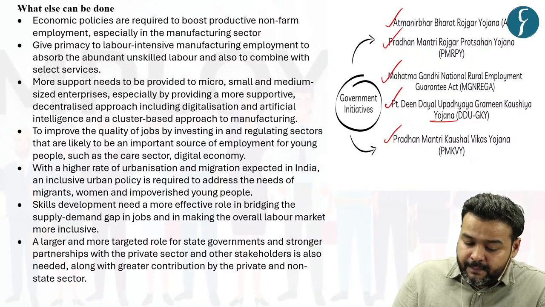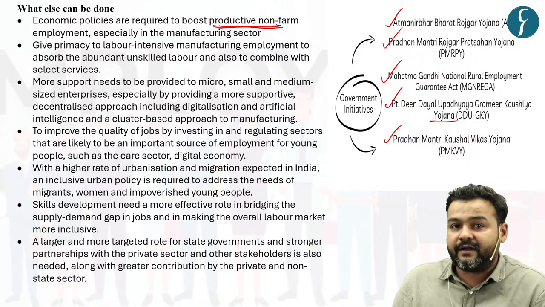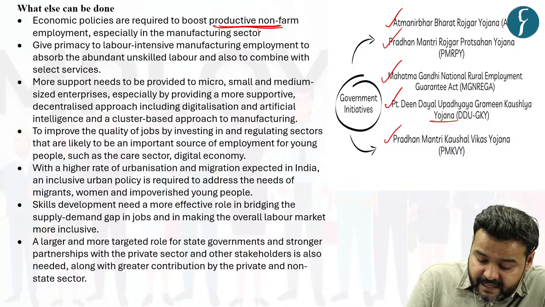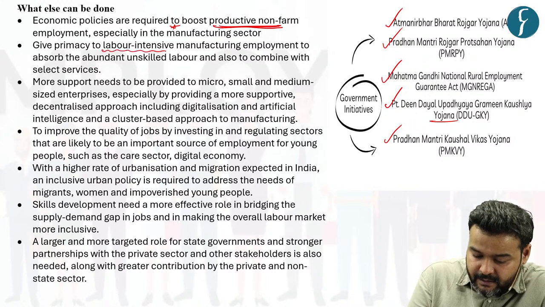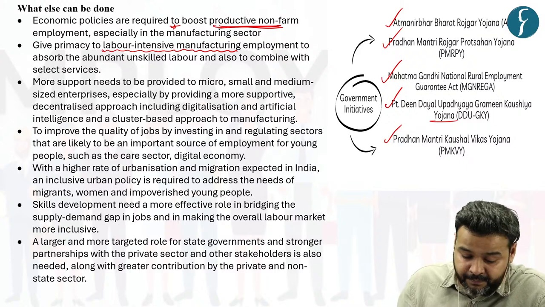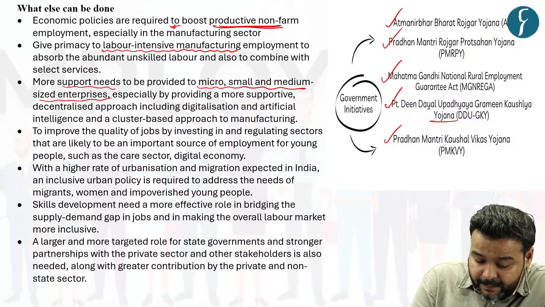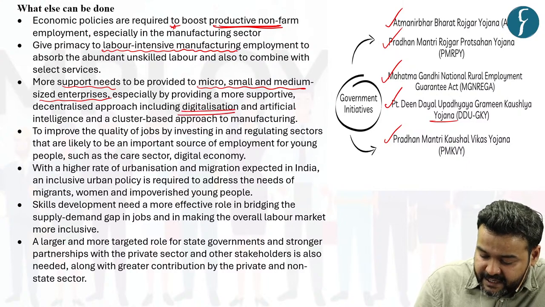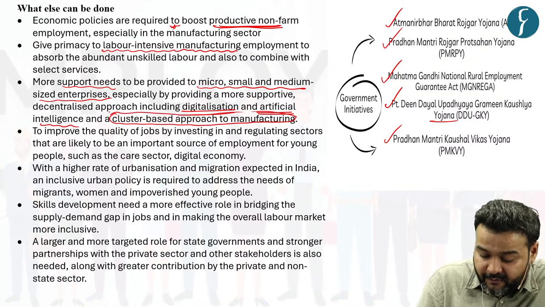First, it says that economic policies are required to boost productive non-farm employment. As you can recall, I told you that they are saying there is a growth, but still we need to do more, especially in manufacturing sector. Okay, it says give primacy to labor intensive manufacturing employment. Next, it says that MSMEs should be provided support, and this time support should be specialized, like it should include digitalization and artificial intelligence along with a cluster based approach to manufacturing.